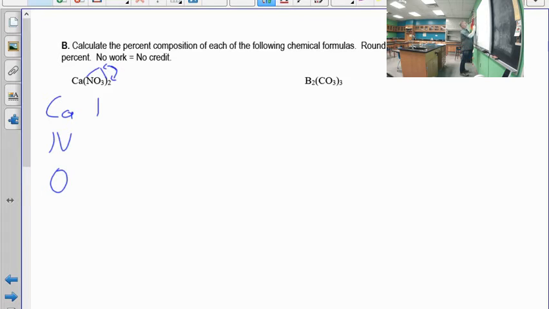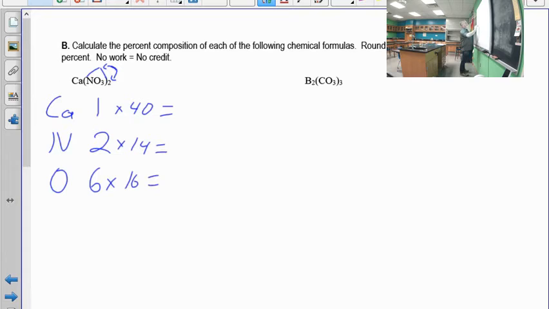How many N's do we have inside the parentheses? 1 multiplied by the 2 that's outside. We have 2 nitrogens. And oxygen, three oxygens inside the parentheses multiplied by the 2 outside tells us we have 6 oxygens. Calcium, we're going to look up on our periodic table, and we're going to see that it has a mass of 40. Nitrogen, 14, and oxygen, 16.